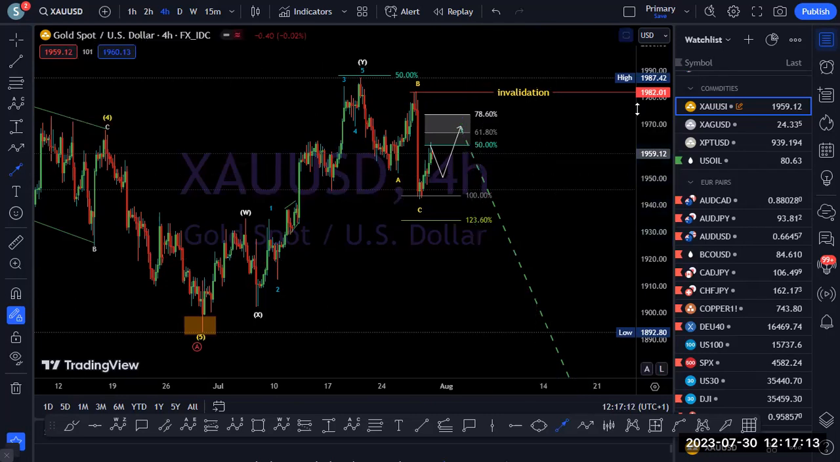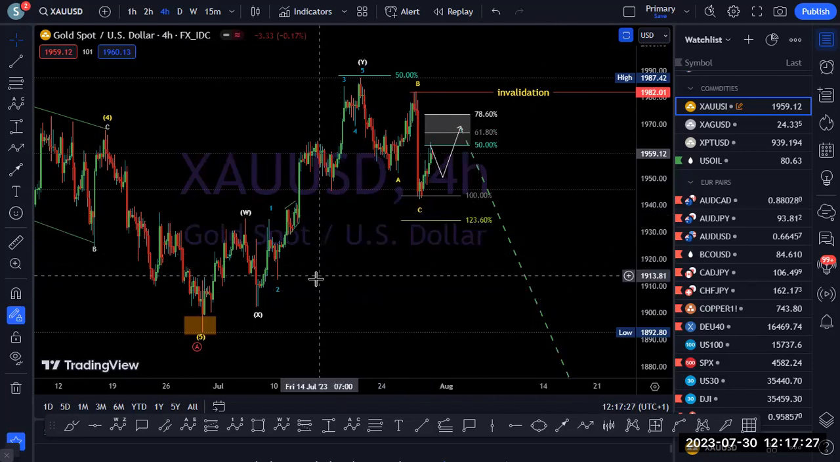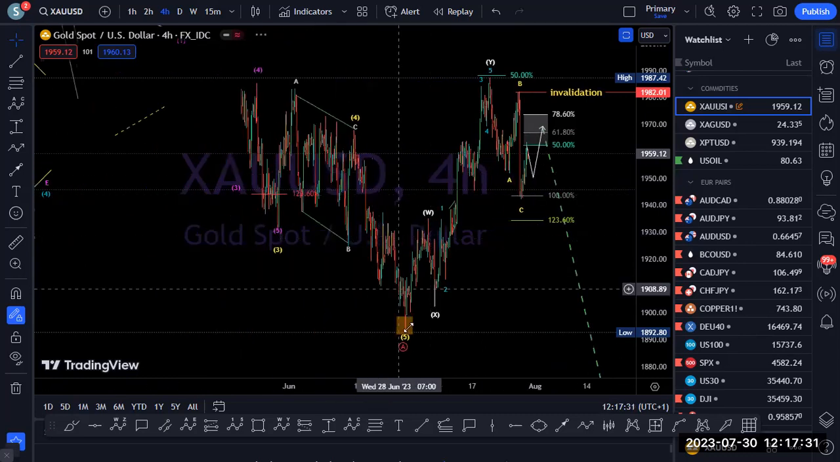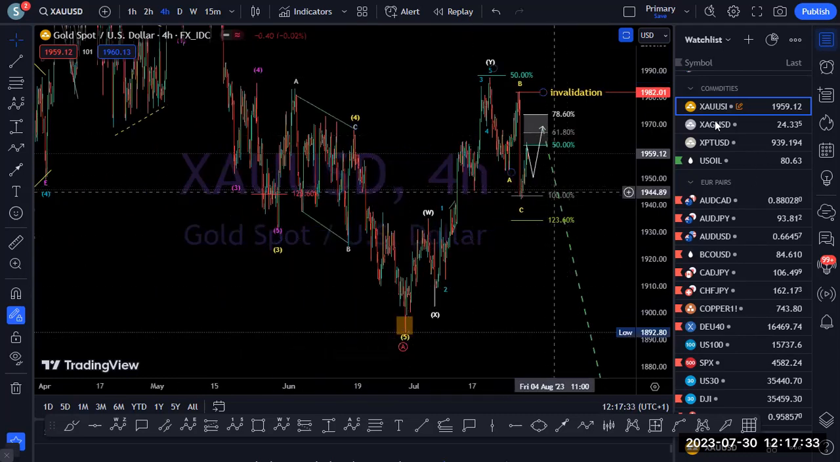I only begin to think about buying when it closes above this B. But I think this will be W, then X, and the Y. That is if it has ended the correction. But to me, it is an A, B, C. So having said much about that, let's go to silver.